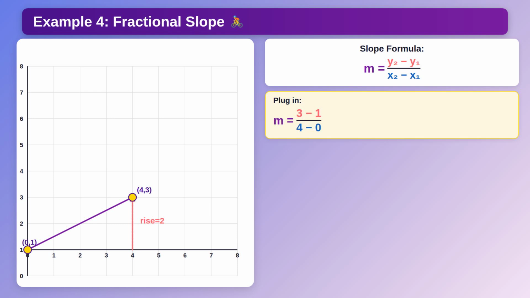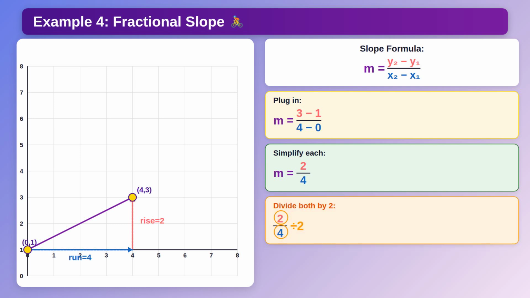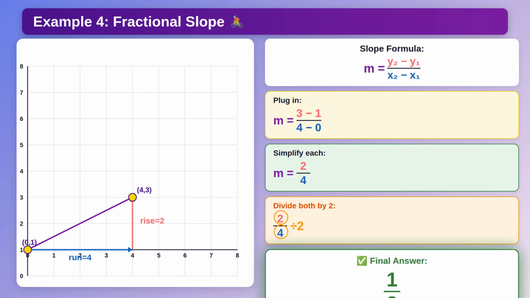Sometimes slope is a fraction, and that's totally okay. Maya's points are (0, 1) and (4, 3). Let's solve. m equals 3 minus 1 over 4 minus 0. Top, 3 minus 1 equals 2. Bottom, 4 minus 0 equals 4. So m equals 2 over 4.